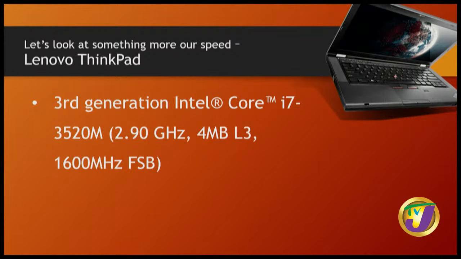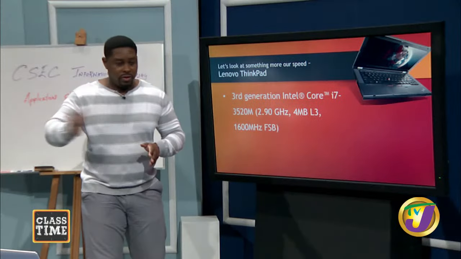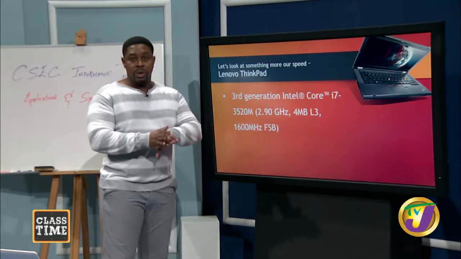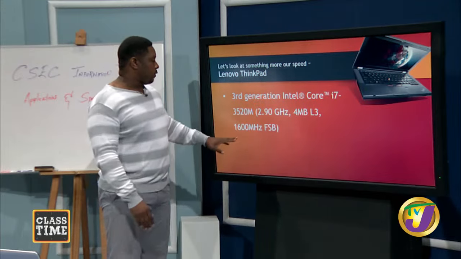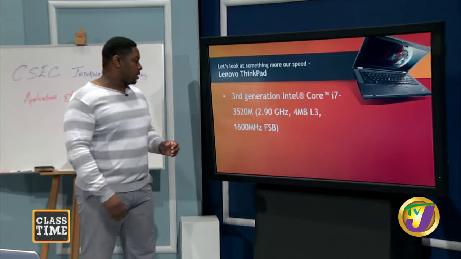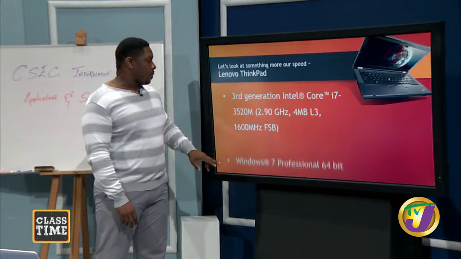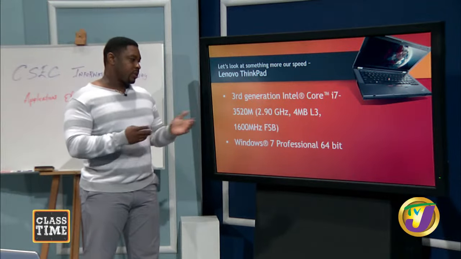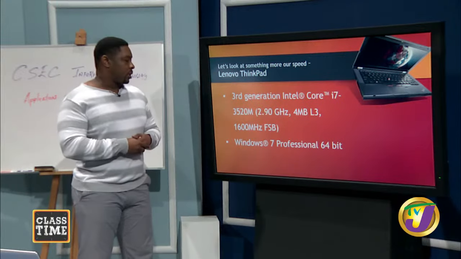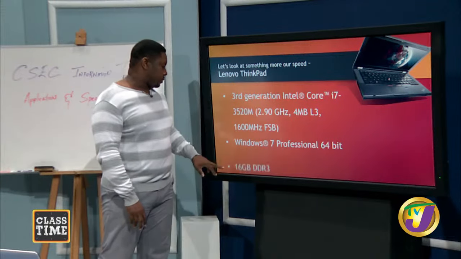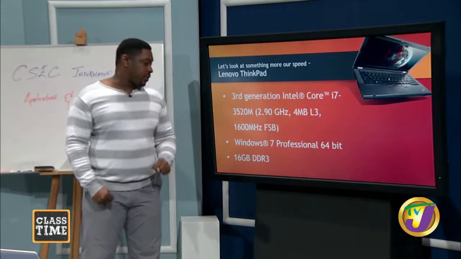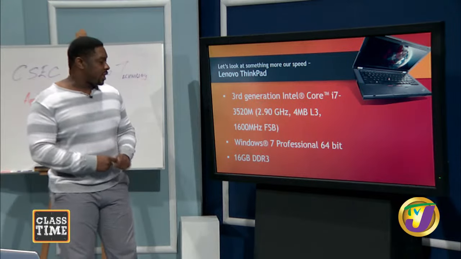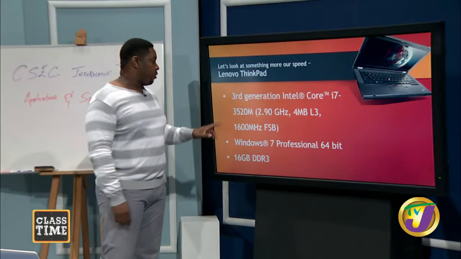And then we have the front side bus, meaning the bus speed that comes from that processor. The processor works with a front side bus speed of 1600 megahertz. And then Windows Professional 7, of course, or Windows 7 Professional, not Windows 10, but not bad either. And then we see where we have 16 gigabytes of DDR3, and that's RAM, that's memory.